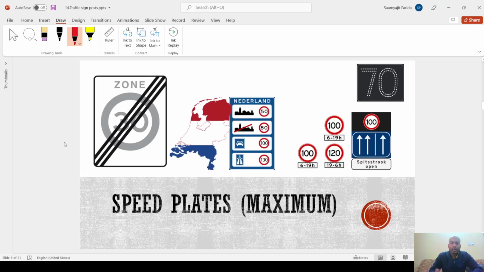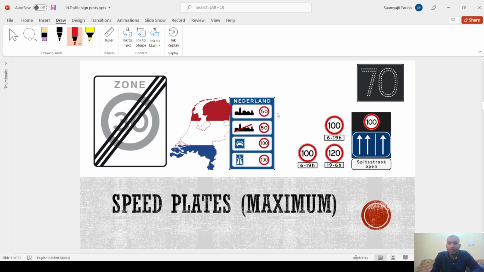Okay, speed limit plates. If this is the signboard present on the road, then it means that the zone with a speed limit of 30 km per hour has come to an end. It means that you can drive at a higher speed right now, but before it one has to drive at a maximum speed of 30 km per hour.